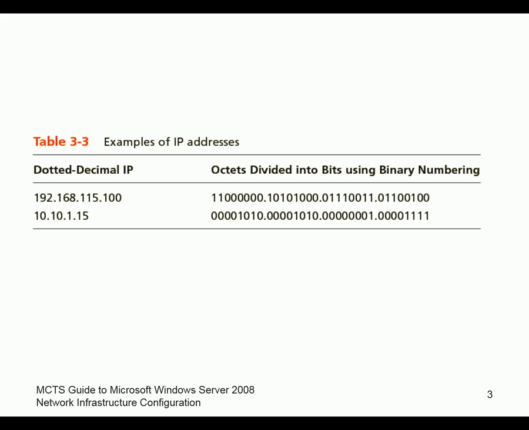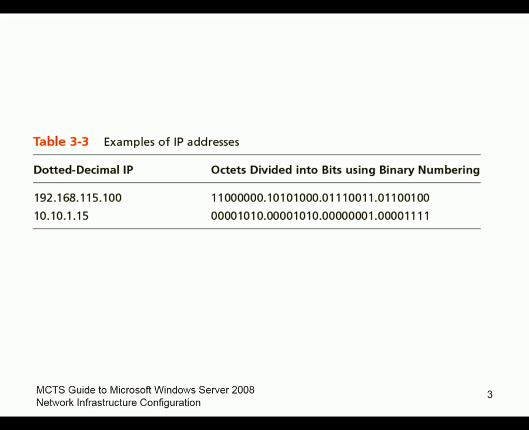But I have a presentation on exactly how to convert all this stuff. But this is a representation of an IP address in decimal and binary. See, 192.168.115.10 converts to that address in binary. Okay, and there's 10 dot whatever.